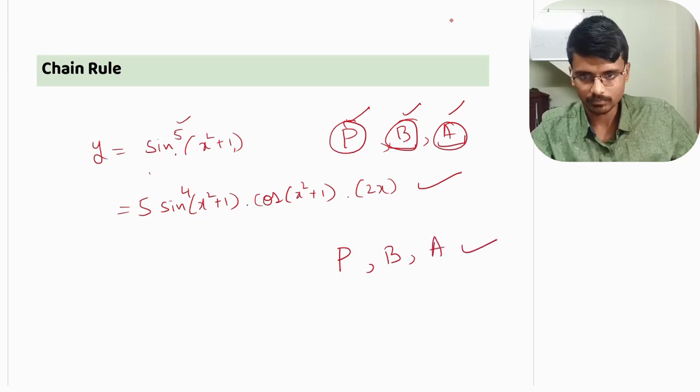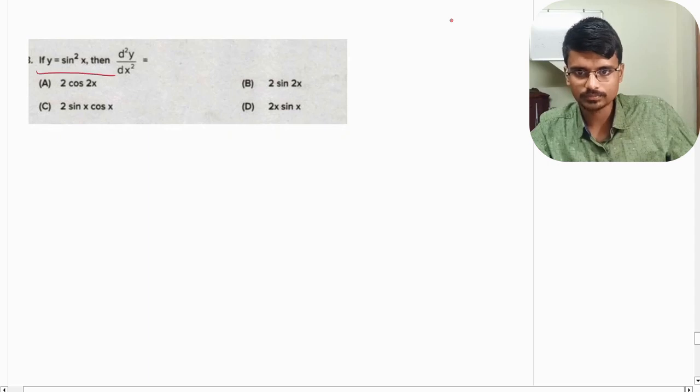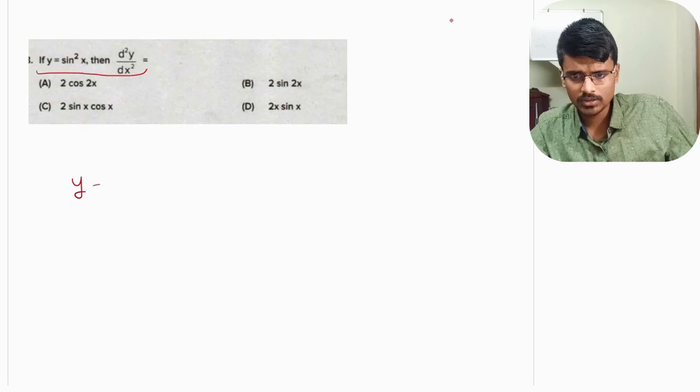Okay, moving on. This question was asked last year, in the 2022 paper. So we'll apply the same technique here that we learned just now. First, we'll differentiate the power, but they have asked for the double differentiation. So first, the differentiation of the power gives 2 sine x.